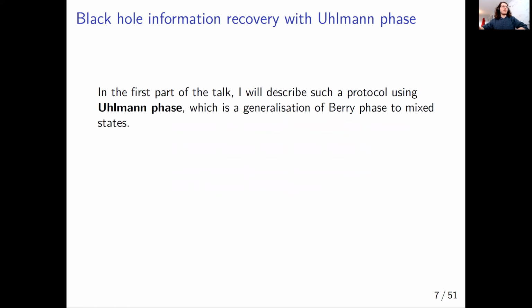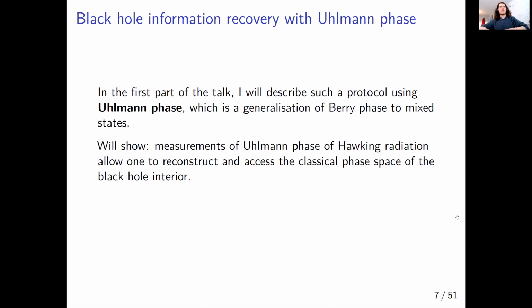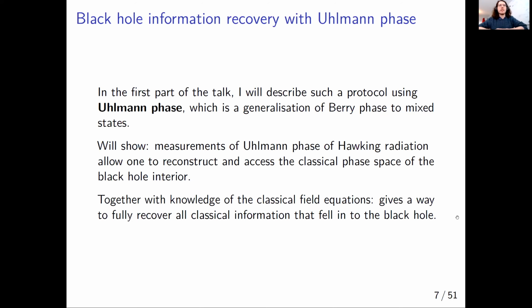So in the main part of this talk, I'm going to describe such a protocol, and it's going to be based on an object called the Almond phase, which is a generalization of Berry phase to mixed states. I'll show how one can completely reconstruct the phase space of fields in the black hole interior by making measurements of the Almond phase of the Hawking radiation. Combining this with knowledge of the classical field equations, this suffices to recover all of the classical information about the matter that fell into the black hole.